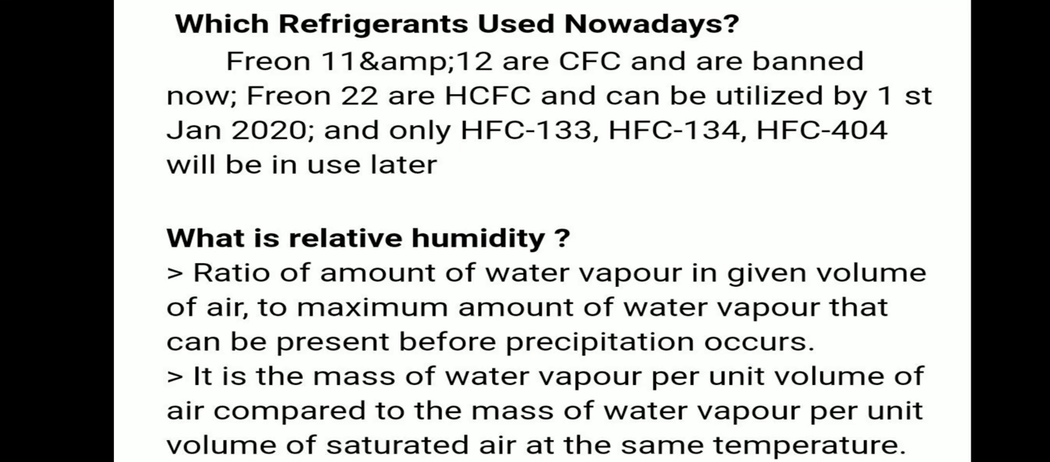Which refrigerants are used nowadays? Freon 11 and 12 and CFCs are banned nowadays, and Freon 22 and HCFC can be utilized until 1st January 2020. After that only HFC 133, HFC 134, HFC 404 will be used. Relative humidity is the ratio of the amount of water vapor in a given amount of air to the maximum amount of water vapor that can be present before precipitation occurs, and it is the mass of water vapor per unit volume of air compared to the mass of water vapor per unit volume of saturated air at the same temperature.